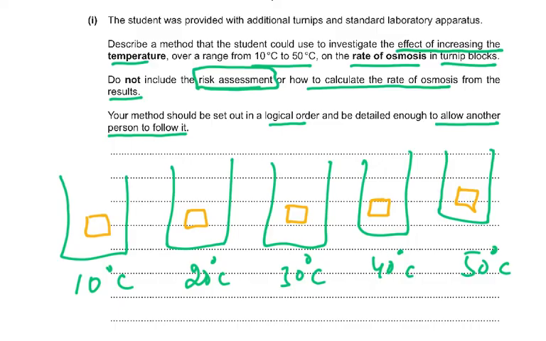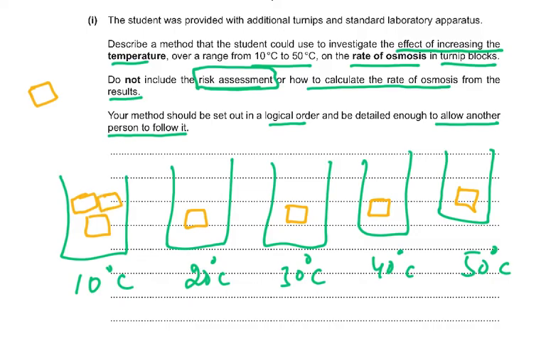You would have to use some sort of a template, like cookie cutters, or a bottle top is sometimes used as well. So you would use some sort of a cutter to really cut the same size. Then for each temperature, place at least 3 blocks in each beaker. That's what we always say.